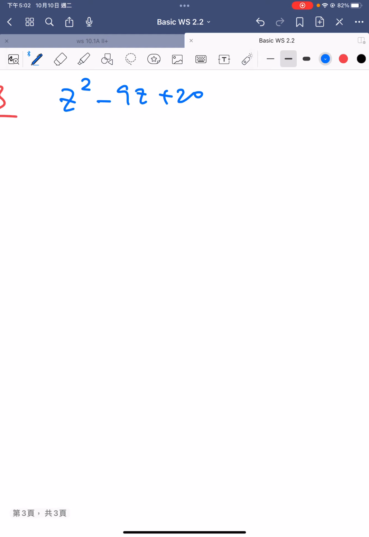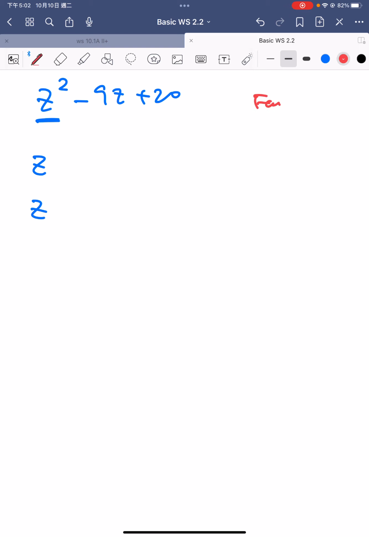So now move to question 3. For question 3, we have z squared minus 9z plus 20. From here, again, the coefficient of z squared is just 1, so we have z and z at the left-hand side. So let's do some factors.